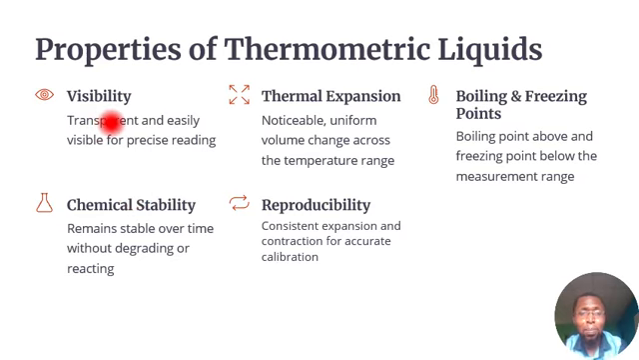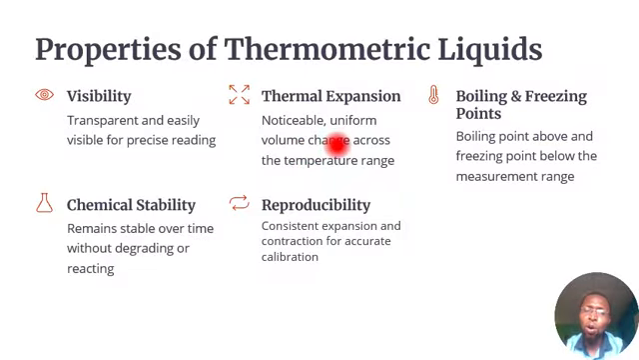Number one, visibility. Any substance that is used as a thermometric liquid must be visible to the eyes. You must be able to see it without struggling. It must be easily seen, so that if you want to take your reading, you will not be struggling with it. Another property is chemical stability. It's not that after some time the chemical will expire. No, it should remain over time. It should be stable over a long period of time without degrading or reacting.